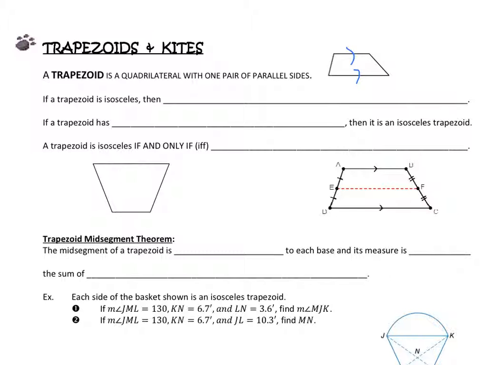If a trapezoid is isosceles, then each pair of base angles is going to be congruent. So if we're looking at this trapezoid here, and we say that this is an isosceles trapezoid, that pair of base angles is congruent, and that pair of base angles is congruent. Of course, it's going to have one pair of parallel sides, and these segments will be congruent.